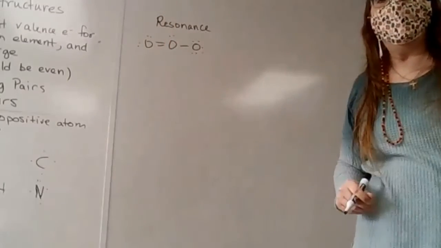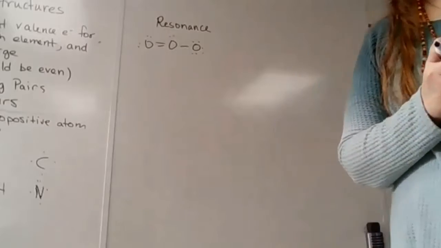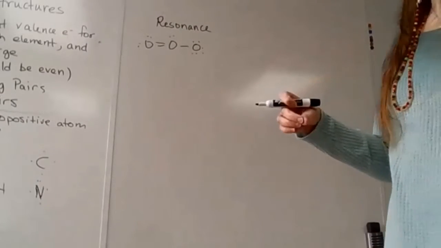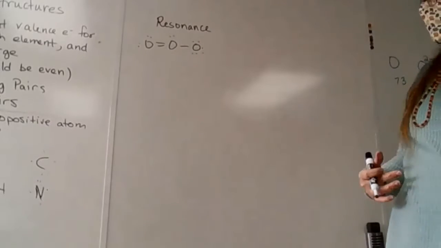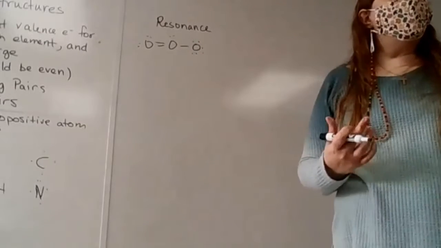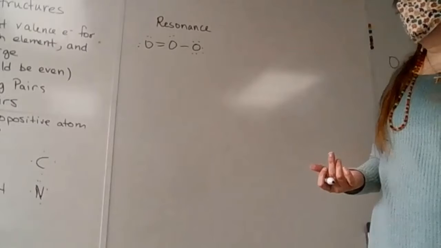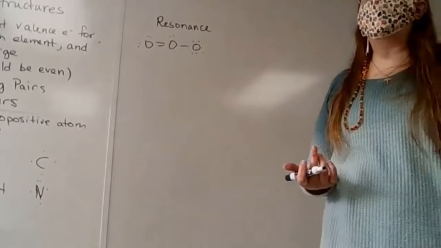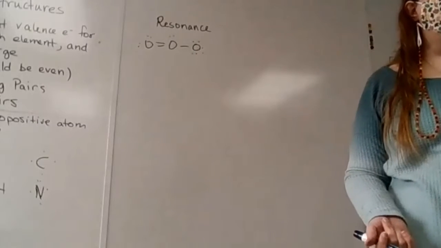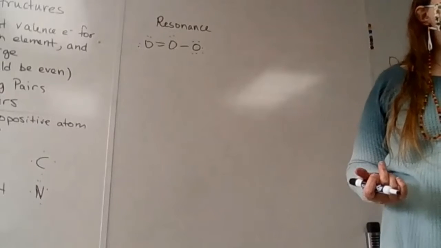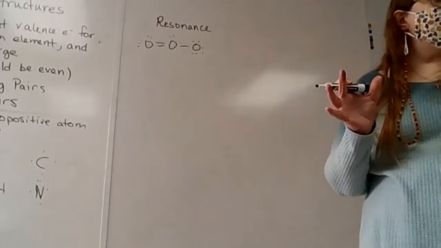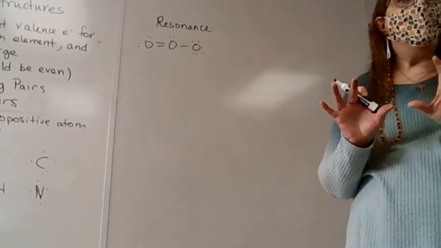So ozone is O3. If we think of those oxygens in a line, and oxygen has 6 valence electrons, so we have 18 total to work with. In order to build that molecule with a dot structure, we end up having to have 1 double bond and 1 single bond.